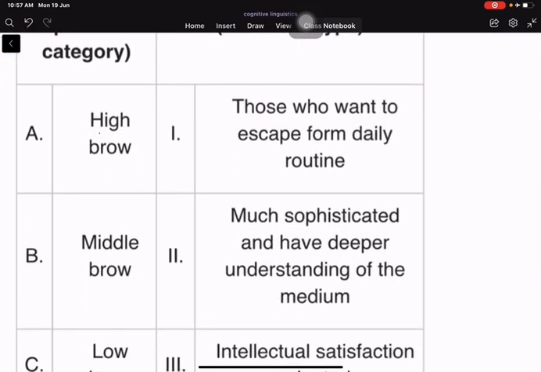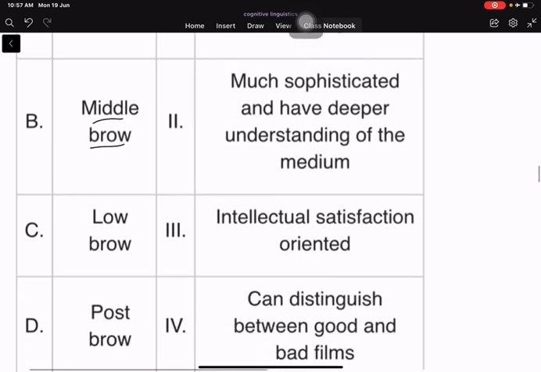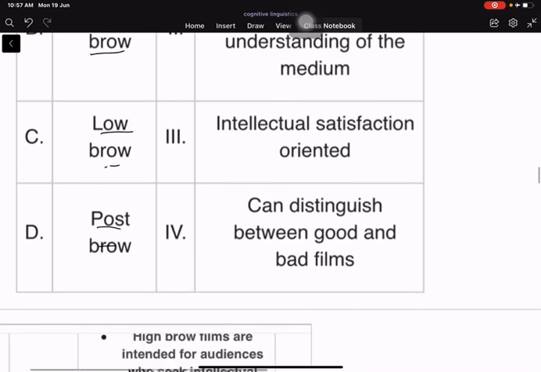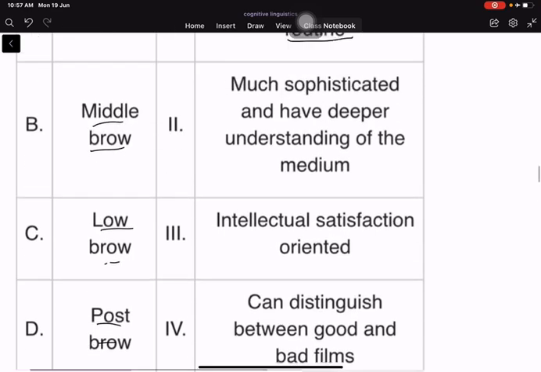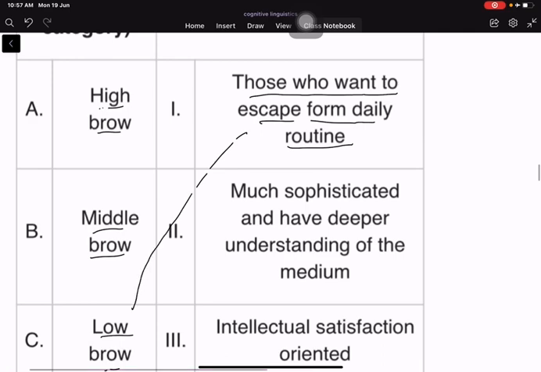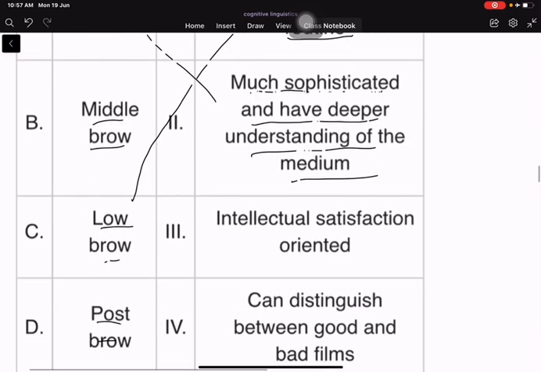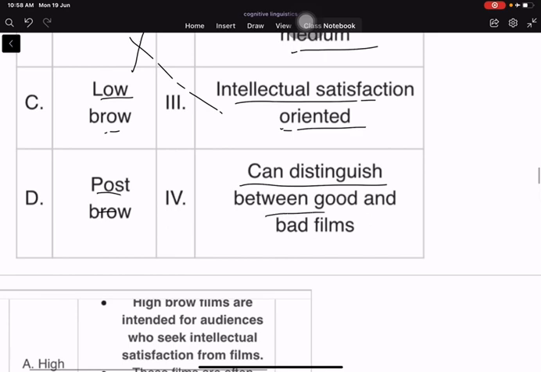Now, high brow, middle brow, low brow, post brow. Those who want to escape from daily routine, they are low brow. Those more sophisticated and with a deeper understanding of the medium, that's post brow. Intellectual satisfaction oriented, that's high brow. Middle brow can distinguish between good and bad films.